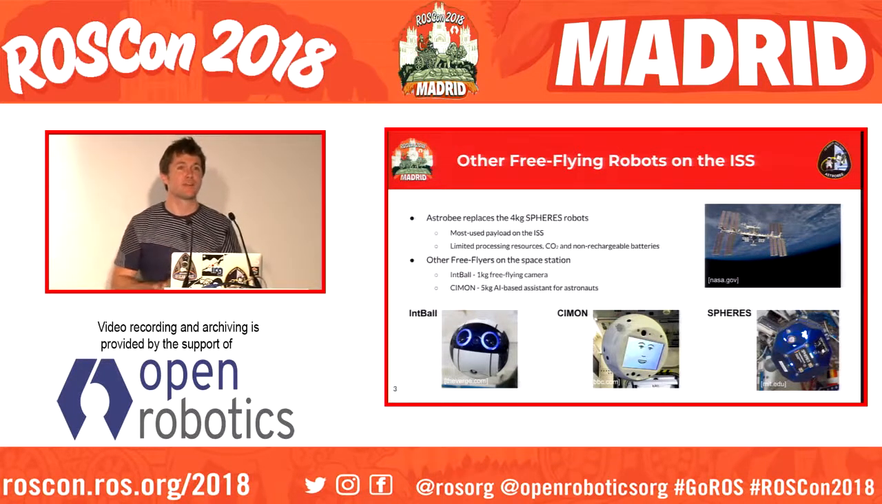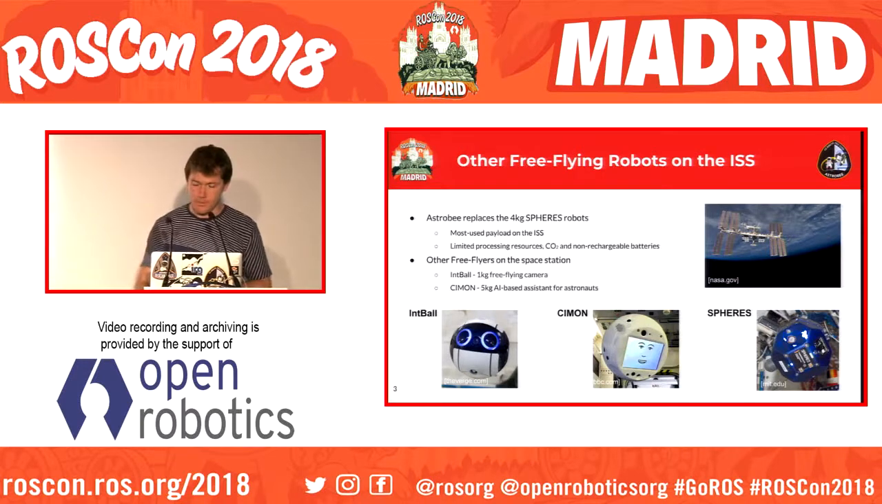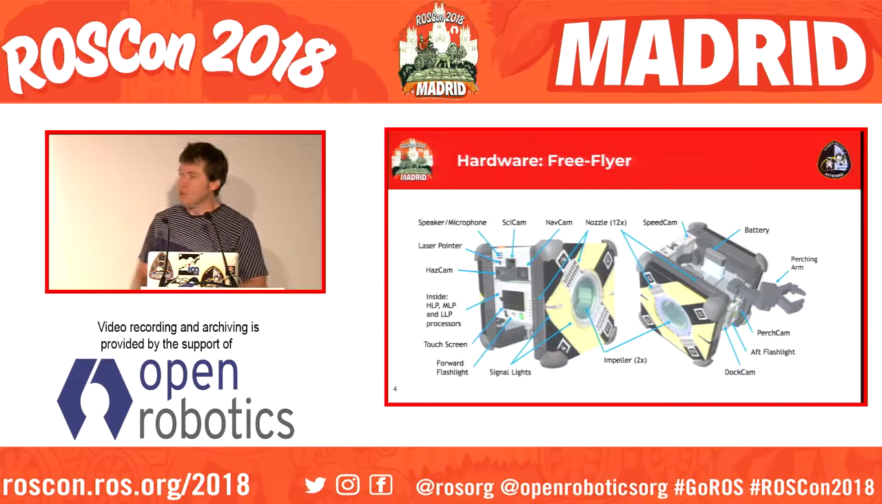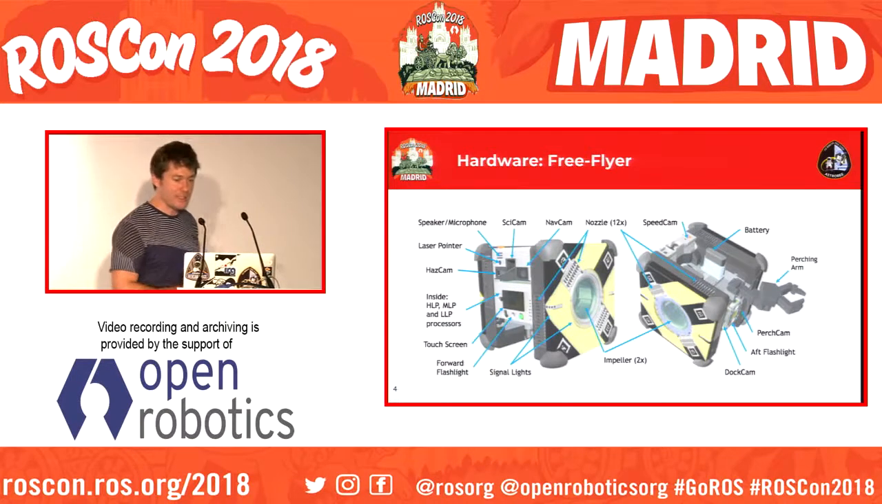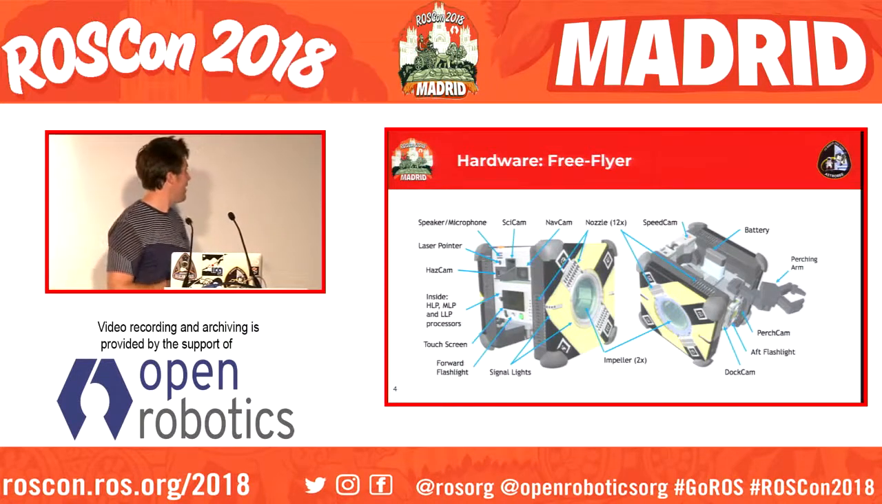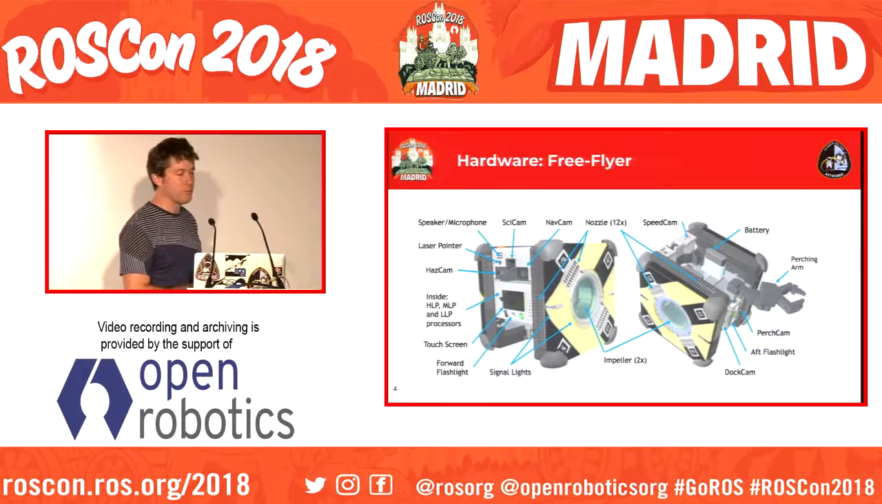And it's essentially a free-flying camera. And then Simon is more AI targeted as an assistant for astronauts. And so you can see the images of them at the bottom of the slides. So a little bit more information about the actual hardware, because we're roboticists here, so we want to know about the hardware. Here are 2 diagrams showing different sides of the free flyer.